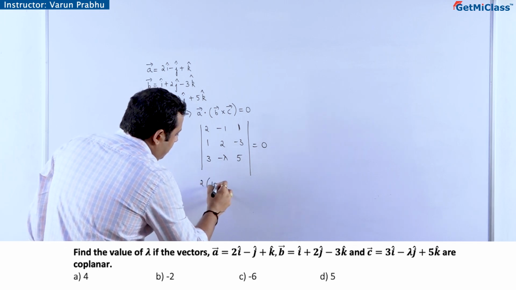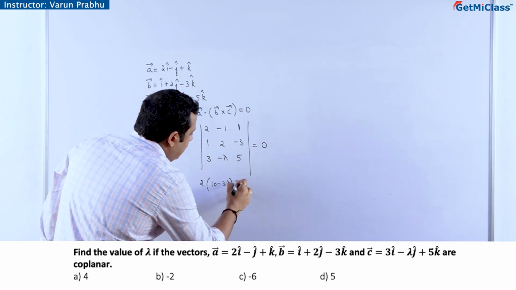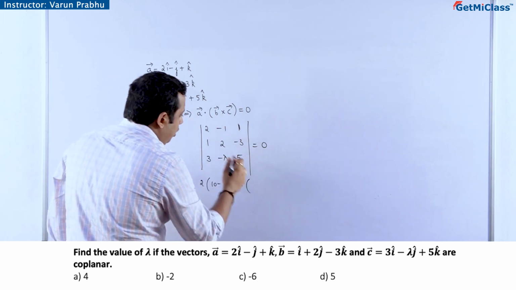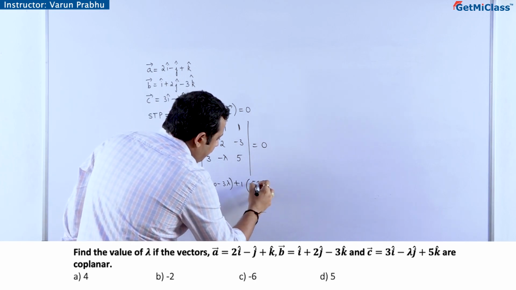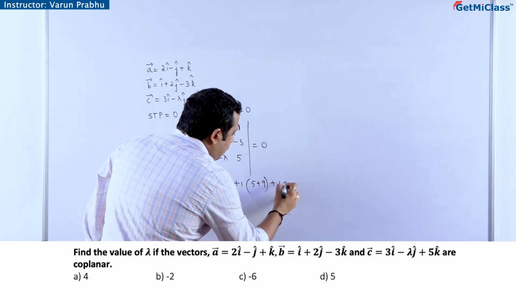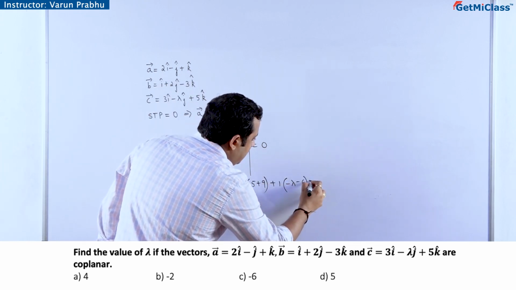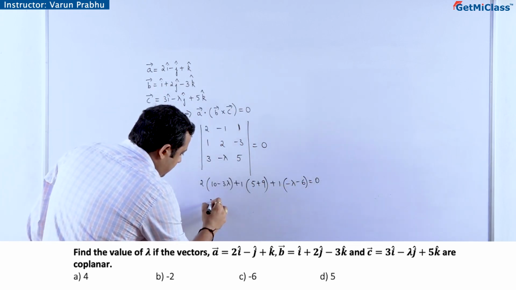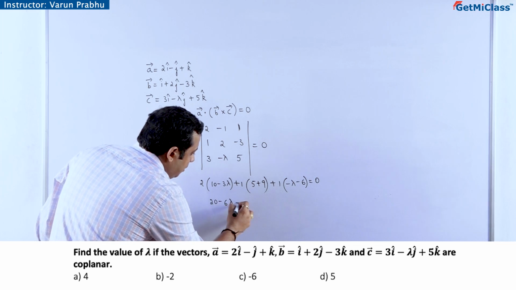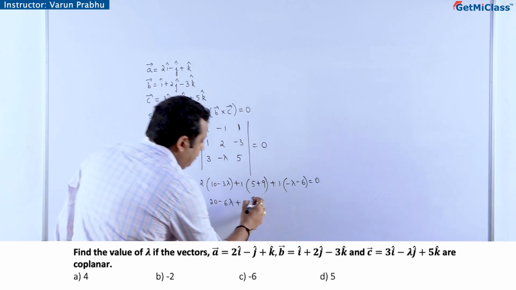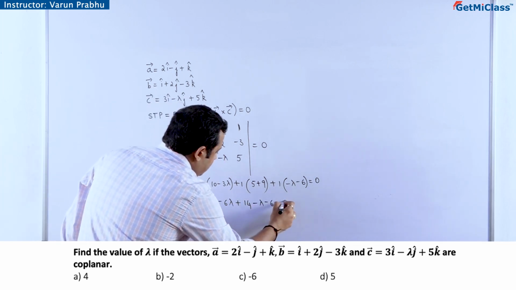2 times (10 minus 3 lambda), plus 1 times, leaving the row and column, 5 minus 9, which is 5 plus 9, and plus 1 times, leaving the row and column, minus lambda minus 6, that is equal to 0. So what is the answer that we get? 20 minus 6 lambda plus 9 plus 5, 14, minus lambda minus 6 is equal to 0.